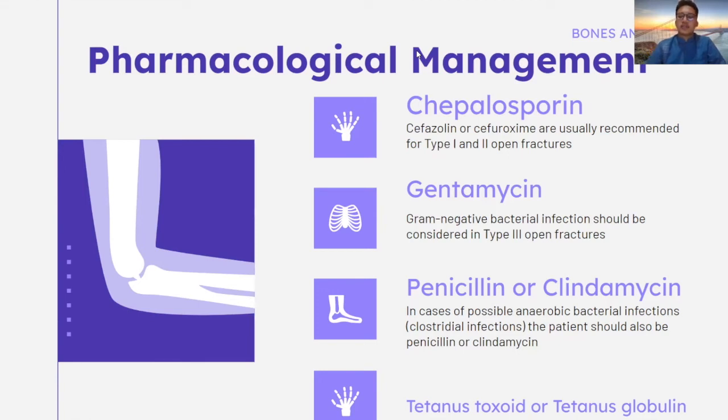In addition, gram-negative bacterial infection should be considered in type 3 open fractures. Gentamicin, which is an aminoglycoside antibiotic, is usually used in this case. In case of farm injury and possible clostridial infection, patients should also be given a high dose of penicillin. Clindamycin can be used as a substitute if the patient is allergic to penicillin. If the patient has no history of tetanus booster in the past 10 years, the patient should be given tetanus toxoid and tetanus globulin. The duration of antibiotics in open fracture is between 1 to 3 days. Even so, the use of antibiotics is often maintained until the wound is closed.